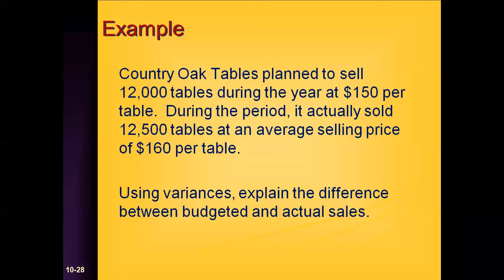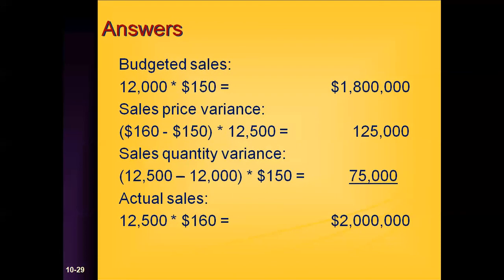So we're going to use the variances here to explain the difference between budgeted and actual sales. And here again, it's math, right? You're basically taking the 12,000 units times $150, which equals $1.8 million. That's basically what was planned, but now we account for the variance, right?